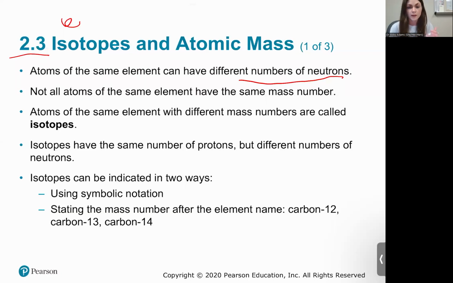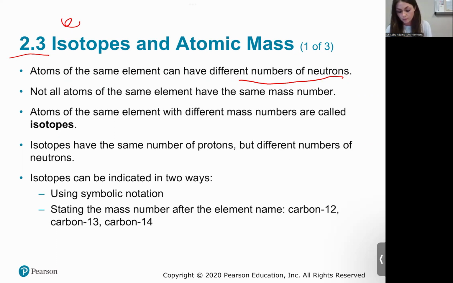All right, we made it to isotopes and atomic mass 2.3, and I included 2.4 in this video because they go together. We're going to talk about isotopes and atomic mass and then radioactive elements and the effects of those on health, on biological beings.